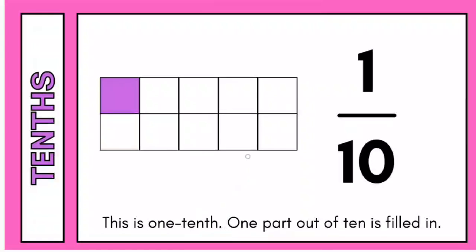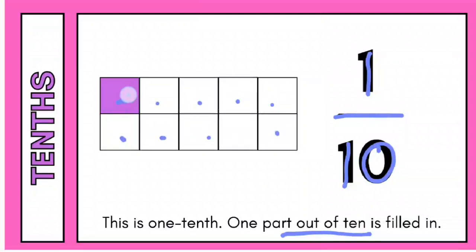Similarly 1/10. One part out of 10 is filled in. So 1 out of 10. 1, 2, 3, 4, 5, 6, 7, 8, 9, 10 and 1 is filled. So 1/10.